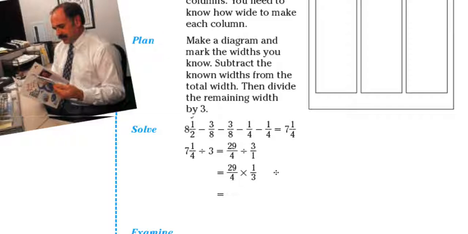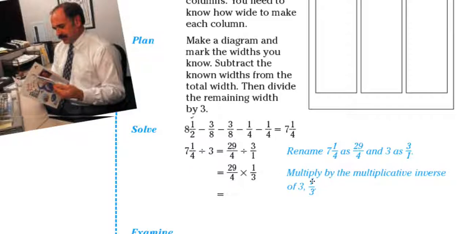and then, well, let's let this appear, rename 7 1/4 as 29/4 and 3 as 3/1, and then we get the reciprocal or the multiplicative inverse of 3, which is 1/3, okay, and we multiply straight because there is no GCF between 29 and 3 and 4 and 1 except for the number 1.